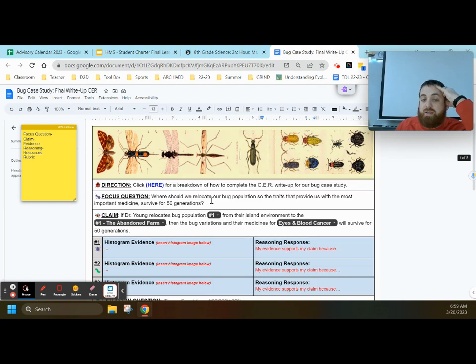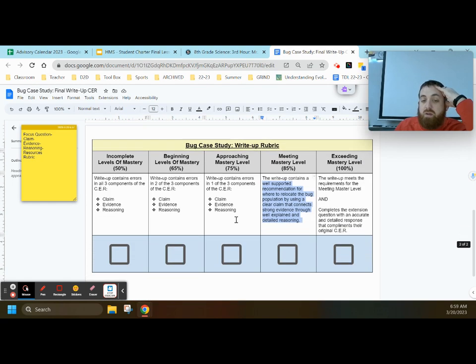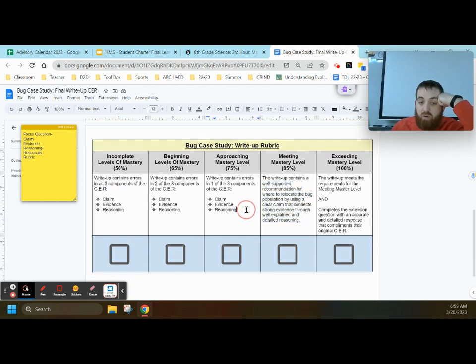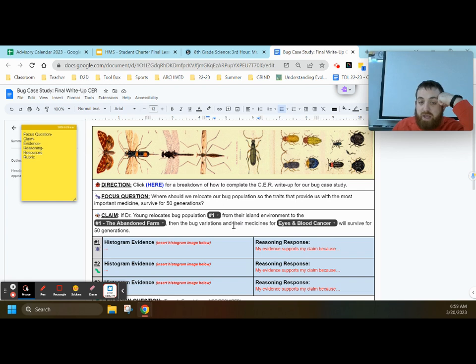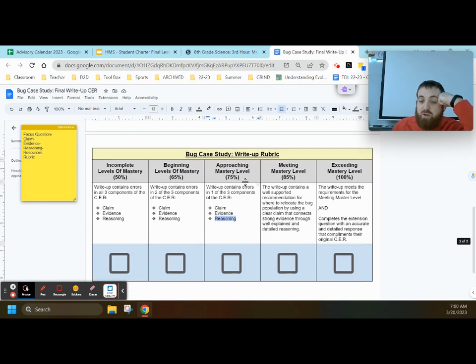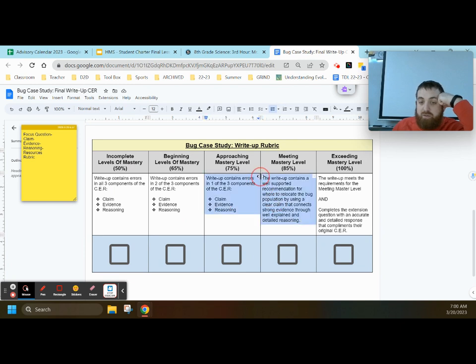So when I look at this, I need to see a claim that makes sense. I need to see 3 pieces of strong evidence. So that's good, strong histograms with good detail and good predictions. And I need to see reasoning that connects your claim, everything to do with the environment, the traits, and your bug population to what you have in your prediction. If you do those 3 things, you'll get the meeting mastery. If one of those things has errors, you'll get the approaching. 2 would be the beginning, and all 3 would be an incomplete level of mastery.